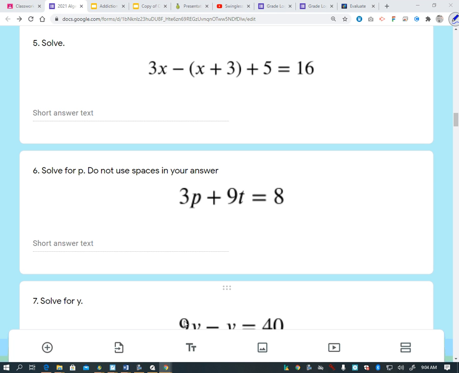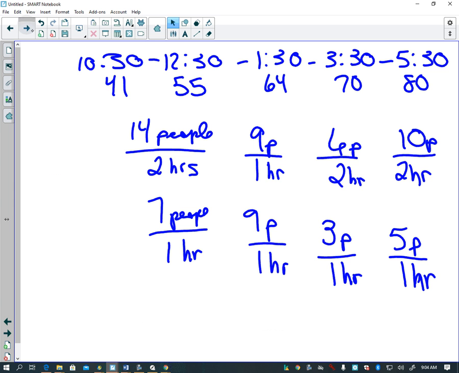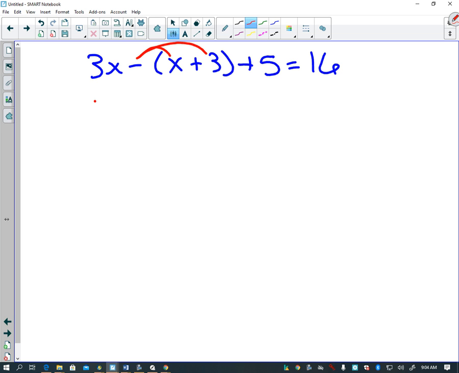All right, so you guys are going to tell me what that problem says, and we're going to write it up. So I think x minus x plus, like that? Okay. All right, so you said distribute this negative to each of these terms. So I should be writing 3x what? Minus x minus 3 plus 5 equals 16. What is our goal here?